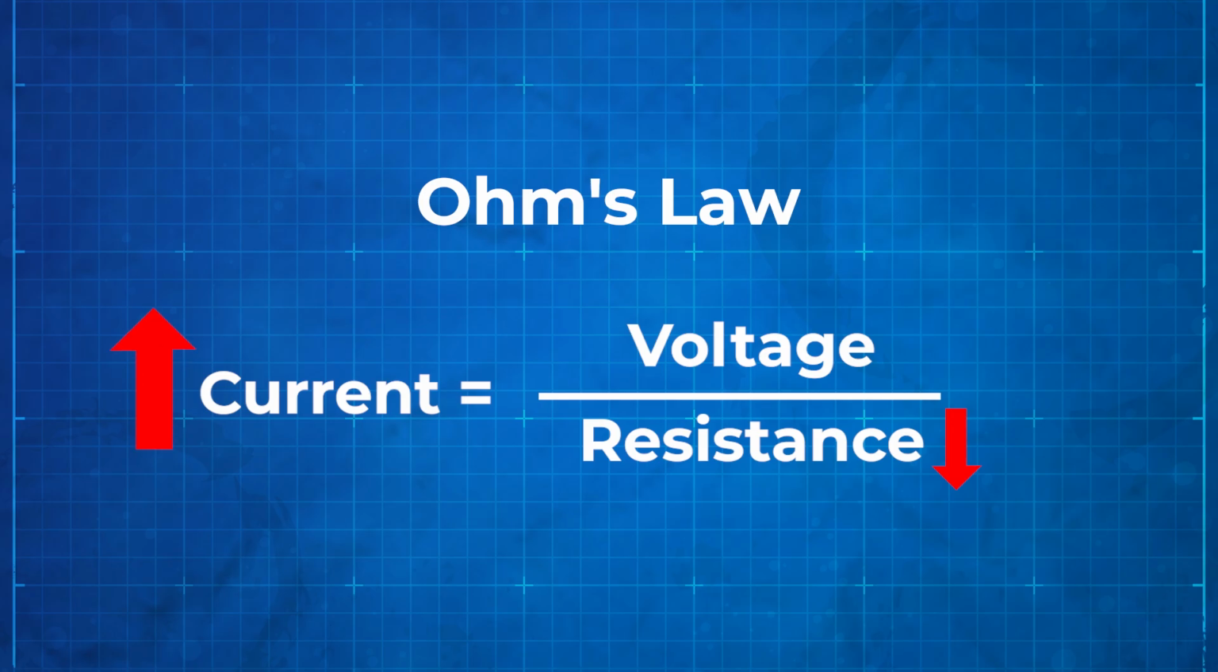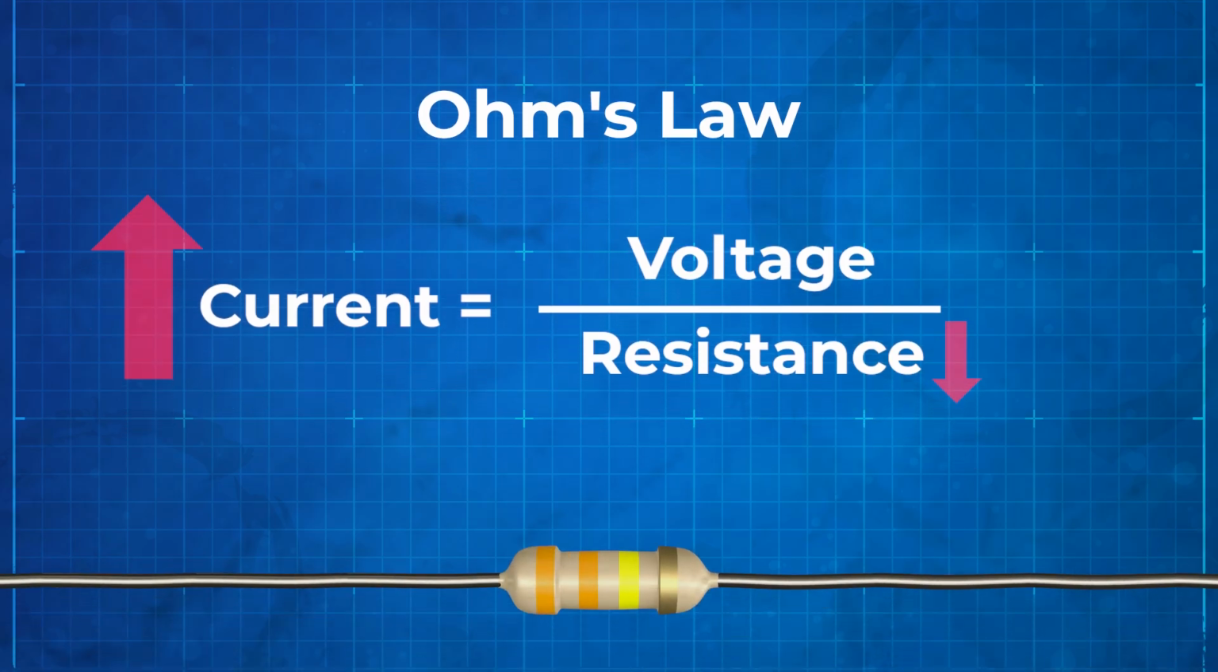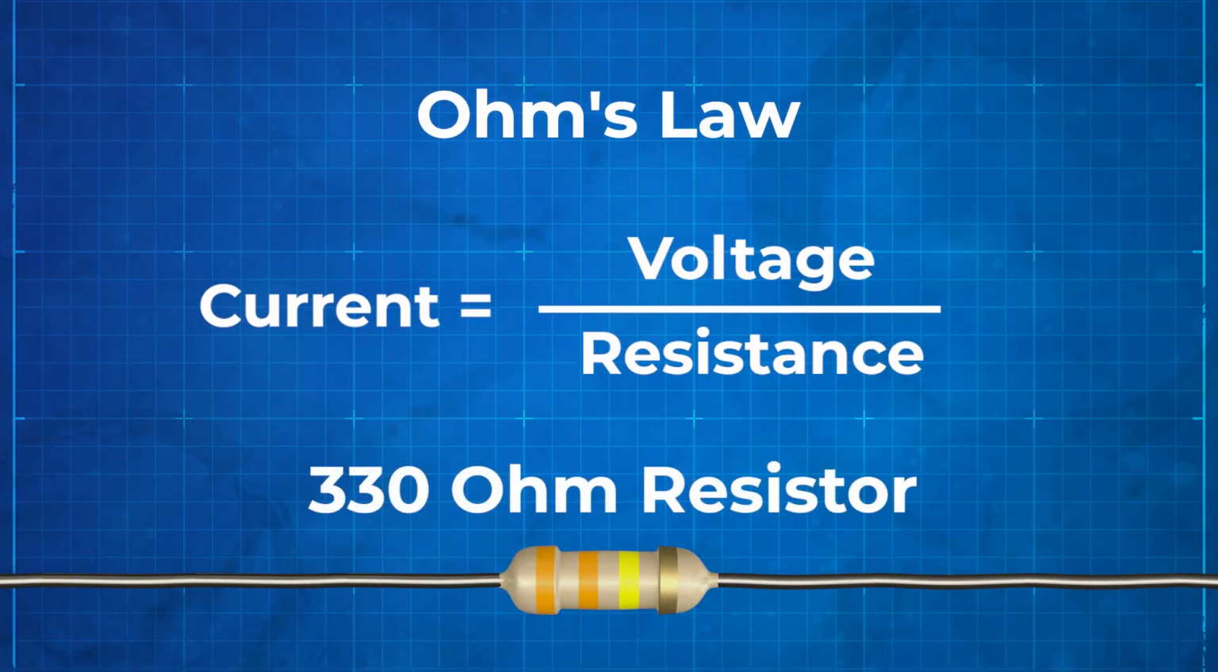If the current is too high, our LED can get too hot and burn out. That's why we will add our 330 ohm resistor to the circuit. It will limit the current to protect the LED, while still allowing enough to flow that our LED is nice and bright. That's basically all the theory behind the first circuit.